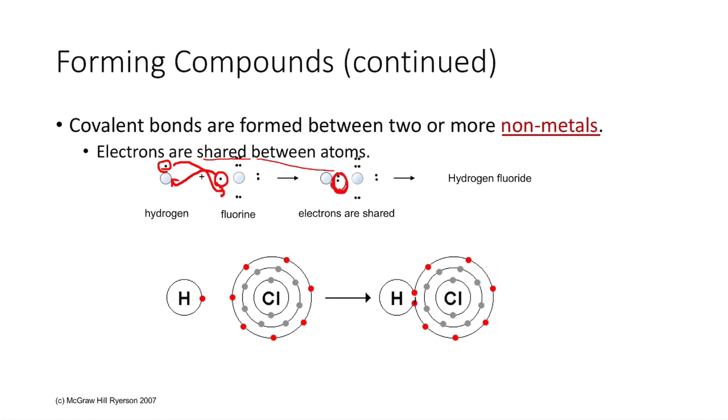On the bottom, it's symbolized as a Bohr model. So same thing here. You can see that hydrogen has 1 valence electron and chlorine has 7. And then it forms this bond that's shared. So the electron isn't being passed, it's simply just being shared with the other atom.